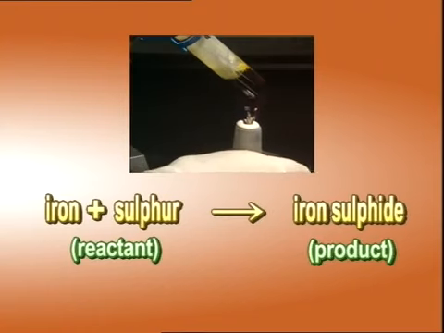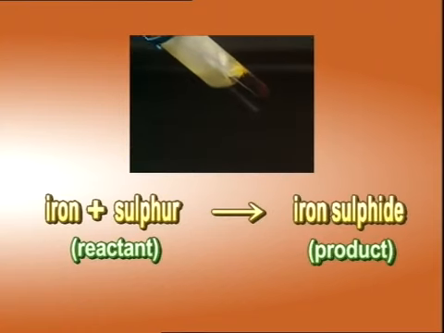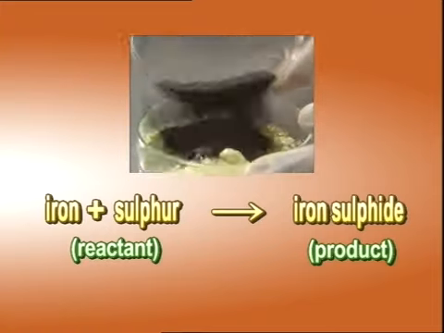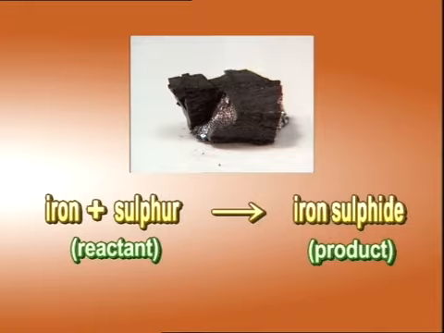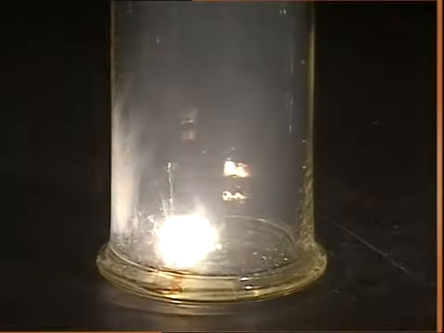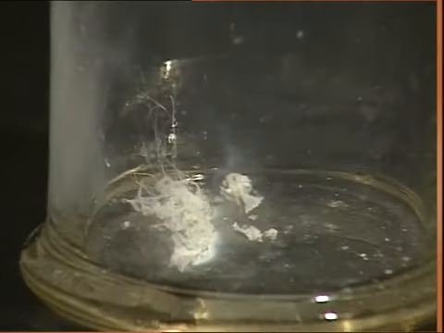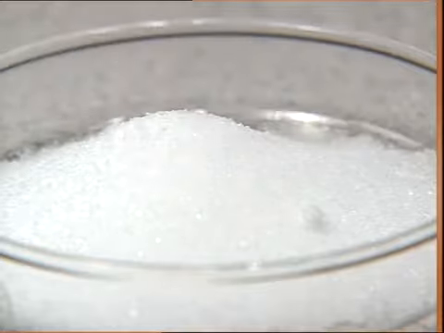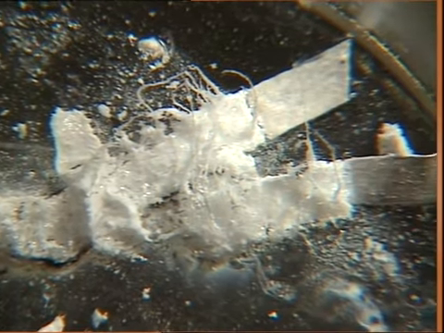Likewise, iron and sulfur combine to form the compound iron sulfide. Iron and sulfur are the reactants, while iron sulfide is the product. In chemical change, there is always an obvious change in energy. Also, chemical change is normally hard to reverse. For instance, it is not easy to convert sodium chloride back into sodium and chlorine, or to convert magnesium oxide back into magnesium and oxygen.